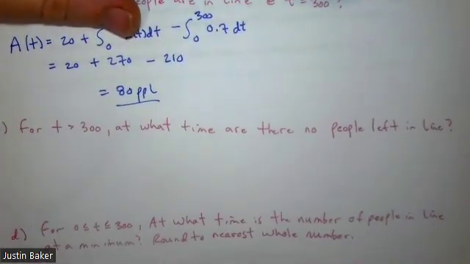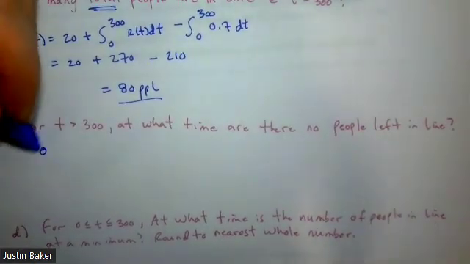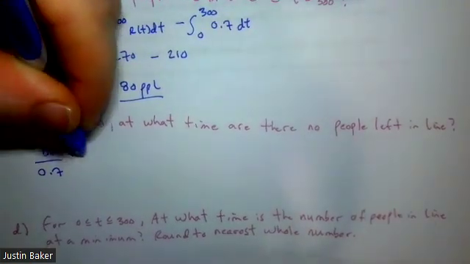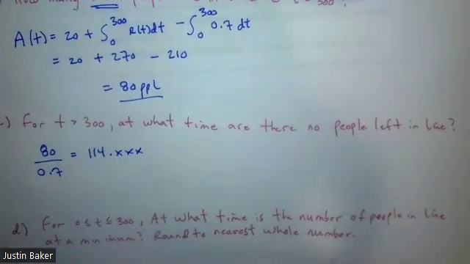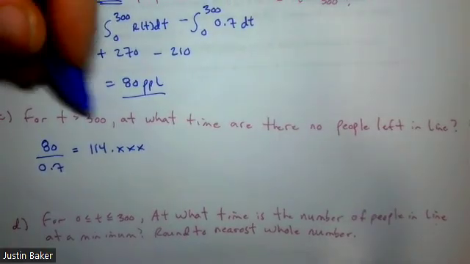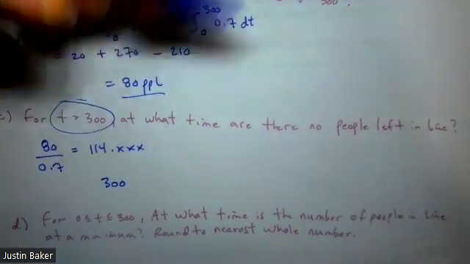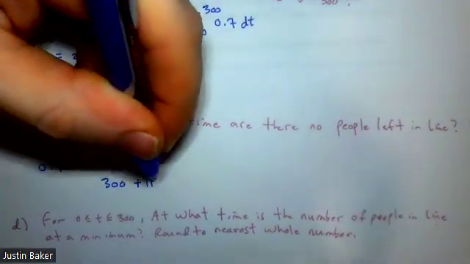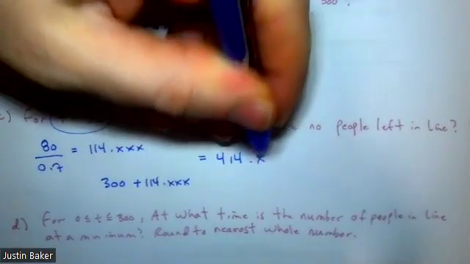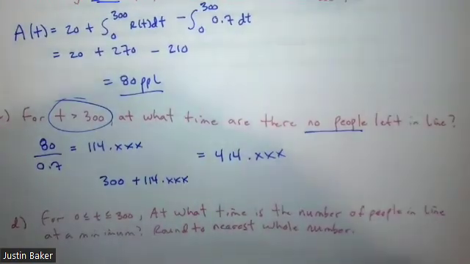Okay, for t greater than 0, at what time are there no people left in line? Well, if there's 80 people left, you would divide that by 0.7, and that tells you how long it would take to get rid of the remaining people, and it was 114 point something. Now, the total time, remember, there were still 300 seconds that went off in this story. So we had 300 seconds go, and then after that, it's going to take an additional 114 point whatever. So a grand total of 414 point whatever seconds is when there would be no people left in the line.